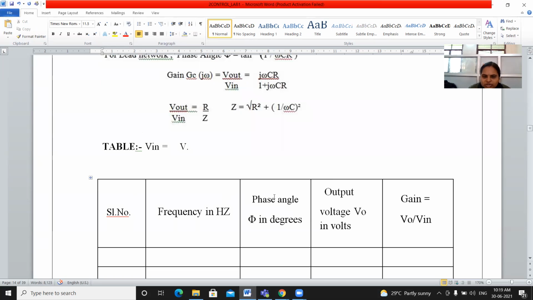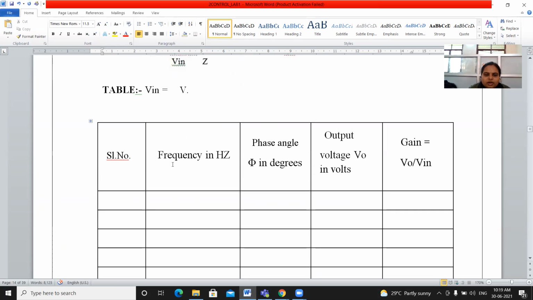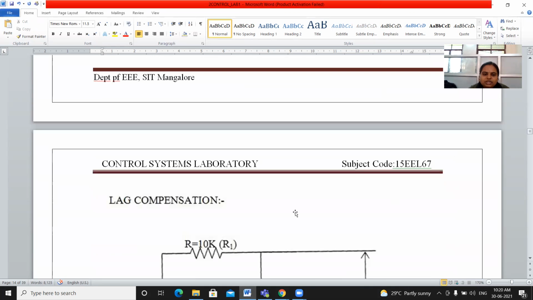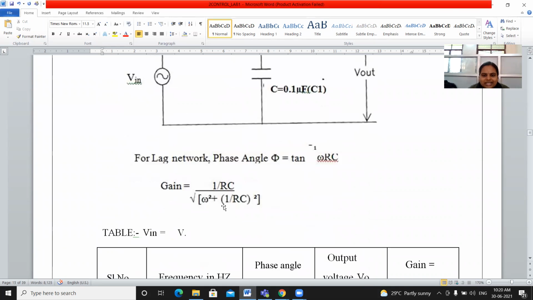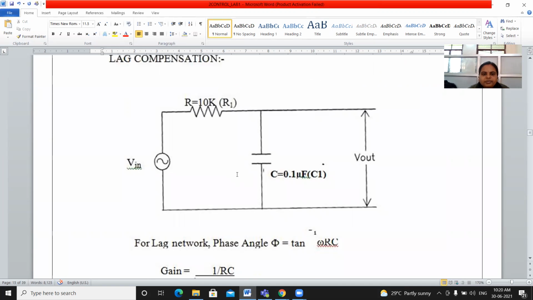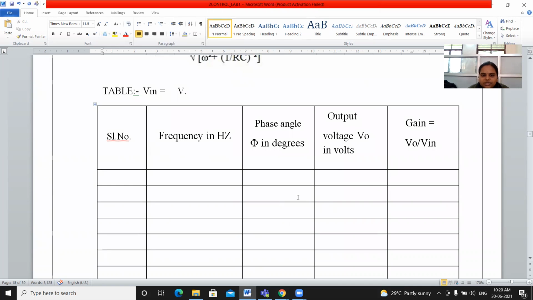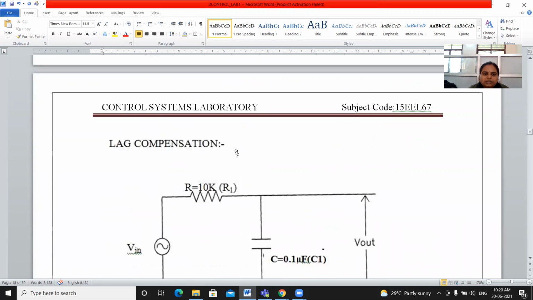In the tabular column, we have to note down the input voltage in the starting step only. Then go on taking different readings and note down the frequency, the phase angle, and the output voltage, and then calculate the gain value, that is V out to V in. This procedure has to be followed the same way. The equations will be different when we go to different compensation networks. The tabular column will remain the same for different network conditions.